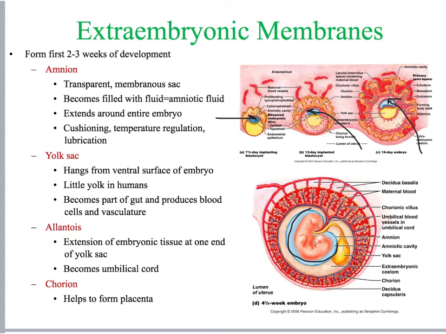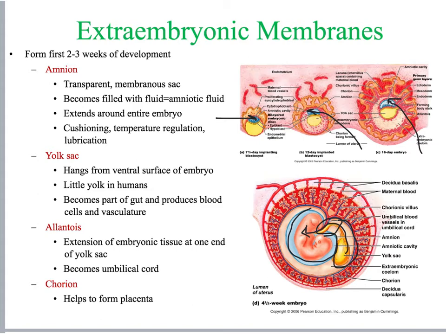Now we also have the yolk sac that you can see is in yellow. This yolk sac hangs off the ventral surface of the embryo and has very little yolk in humans. But we use it anyway. What we do is we pull it inside of ourselves and use that to become part of our digestive system or our gut. We also use it to help produce blood cells and create some of our blood vessels, especially associated with our digestive system.